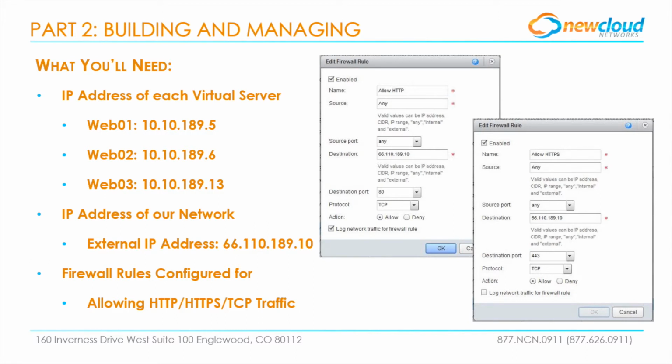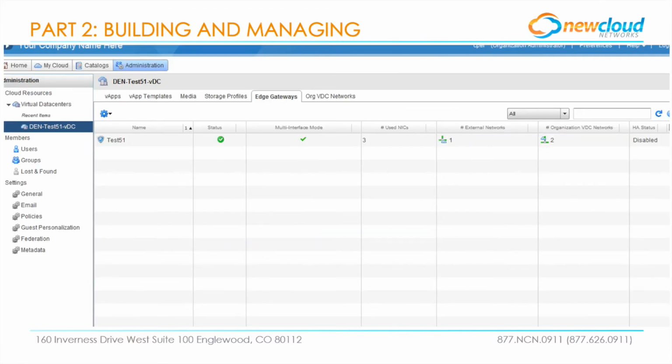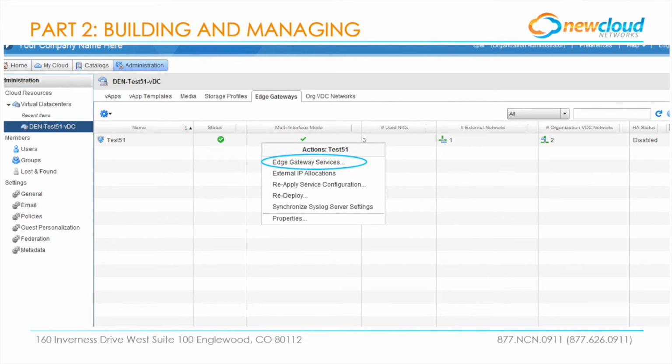Once all of this is acquired, we are ready to build our load balancing pools. We want to tell our virtual data center that Web 01, Web 02, and Web 03 will be our 3 servers that will handle all HTTP and HTTPS traffic. To do so, we'll navigate to our Administration tab, the specific virtual data center, in our case den-test51-VDC, select the edge gateways, right-click on our specific gateway, in this case test51, and select Edge Gateway Services.